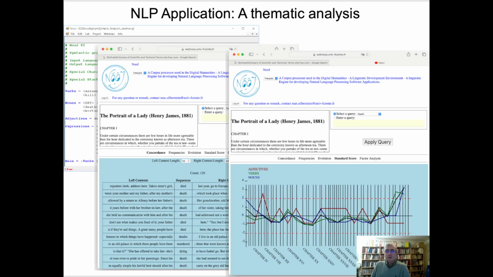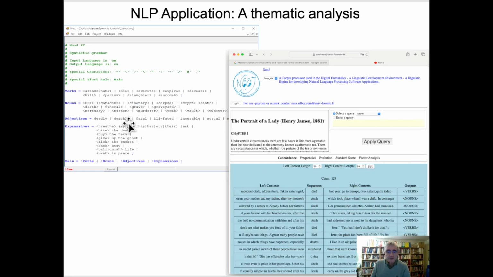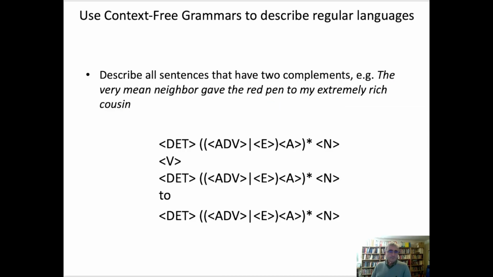Now we are no longer limited to regular grammars, regular expressions. We can build complex grammars that consist of several rules, maybe dozens of rules, and rules can call other rules. And this is exactly what context-free grammars are. There are very good reasons to use context-free grammars to describe regular languages.